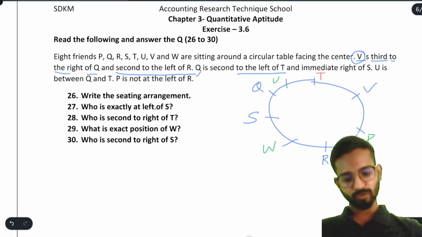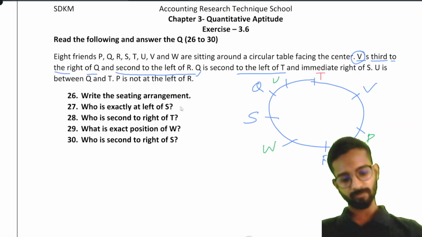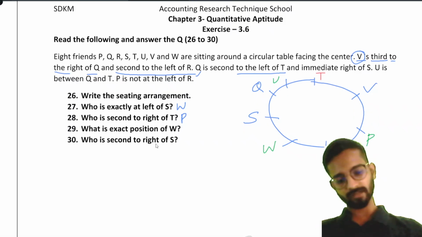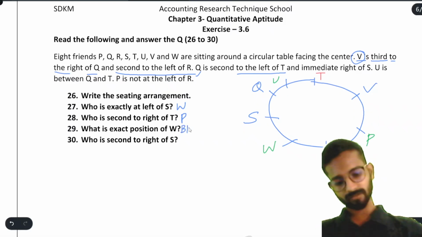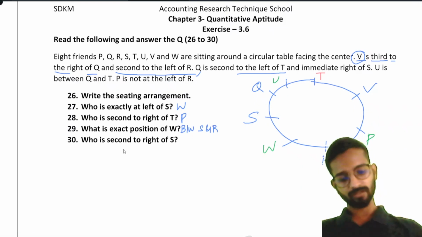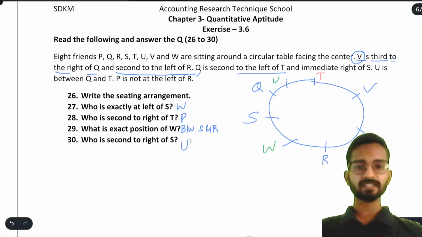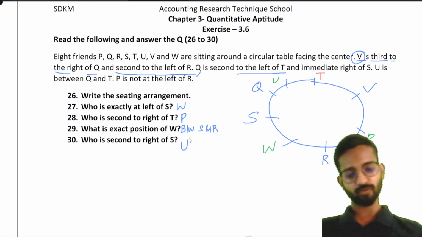Questions are: who is exactly at left of S? W. Who is second to right of T? P. What is exact position of W? Now, exact position of W is immediate, or you can say between S and R. Between S and R. Okay. Who is second to the right of S? U. This is how we are supposed to do the sitting arrangement questions.